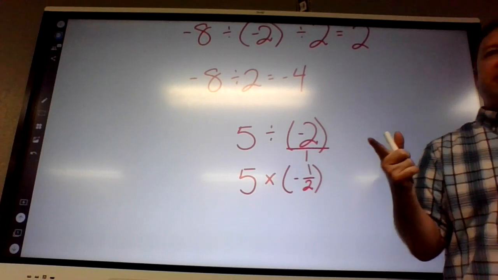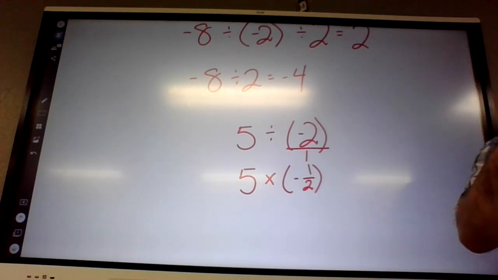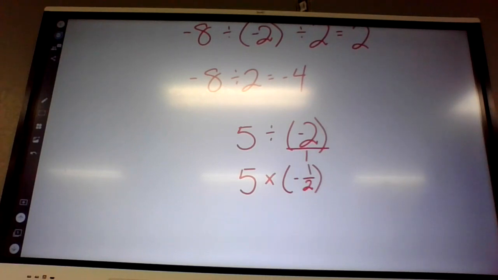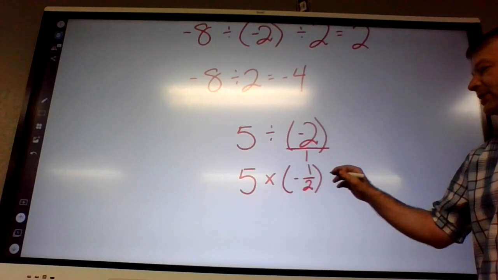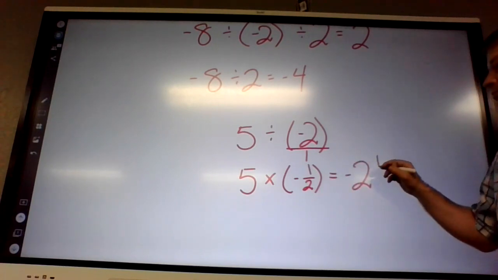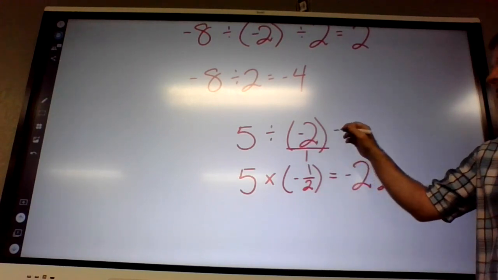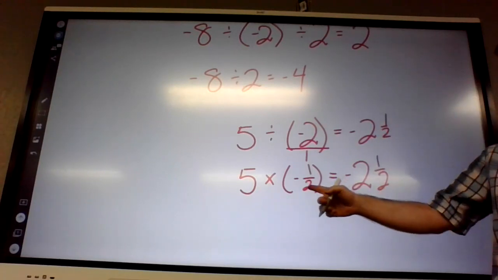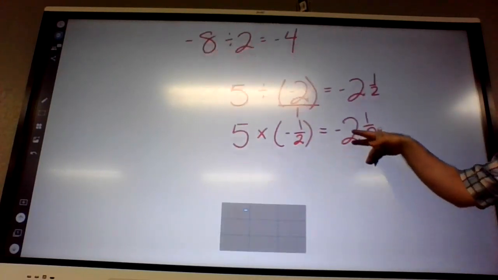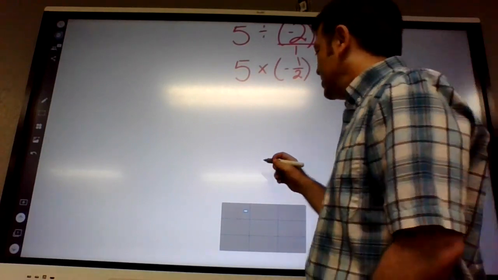If you took your age and divided it by 2, I forgot how old you guys are, like 14, that's the same thing as doing 14 times 1/2. When you multiply by a number less than 1, it actually gets smaller. So this would be like negative 2.5, just like this would be negative 2.5.